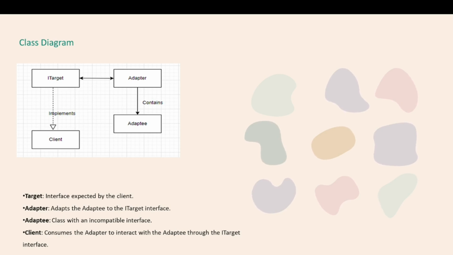There is a target that is expected by the client. The adapter adapts the iTarget interface. There is an adaptee with the incompatible interface. And there is a client. It consumes the adapter to interact with the adaptee through the iTarget interface, as we saw in the previous diagram.